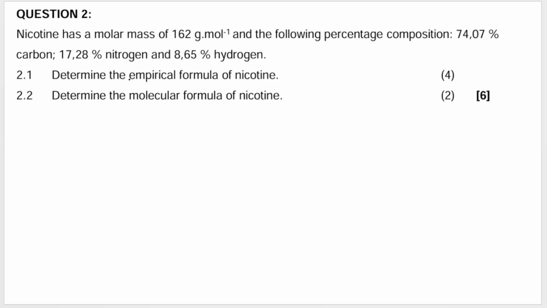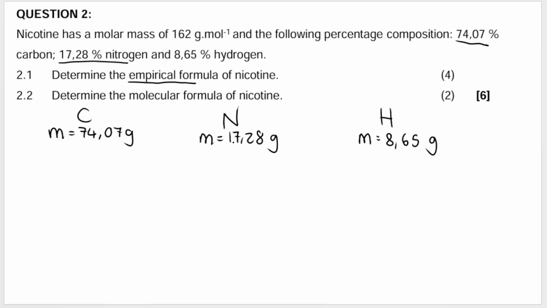So our first step when determining the empirical formula is that the percentage is given to me. I immediately convert that to mass because we assume 100 grams. So 74.07% of carbon means that I have 74.07 grams of carbon. 17.28% of nitrogen means that I have 17.28 grams of nitrogen, and then they give me the percentage of hydrogen, which means I know the grams of hydrogen.